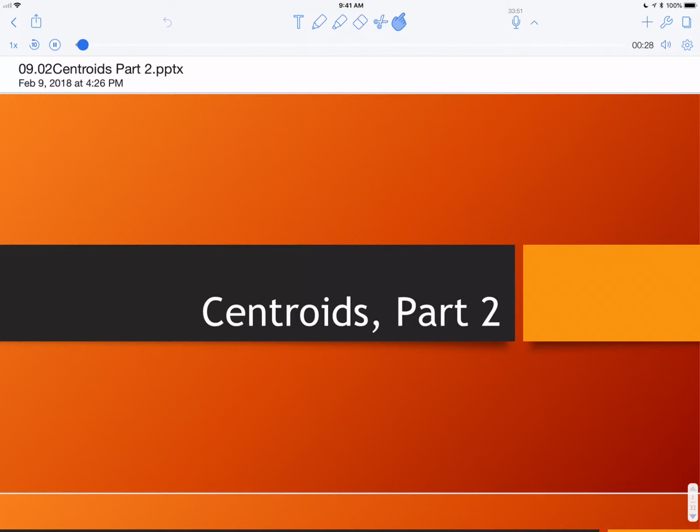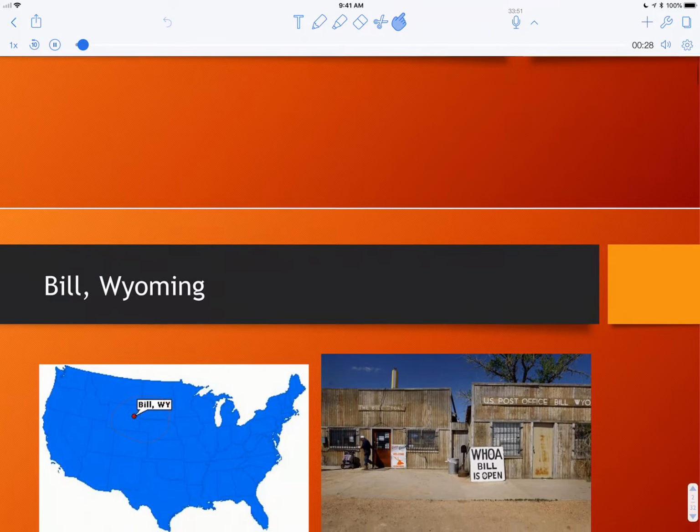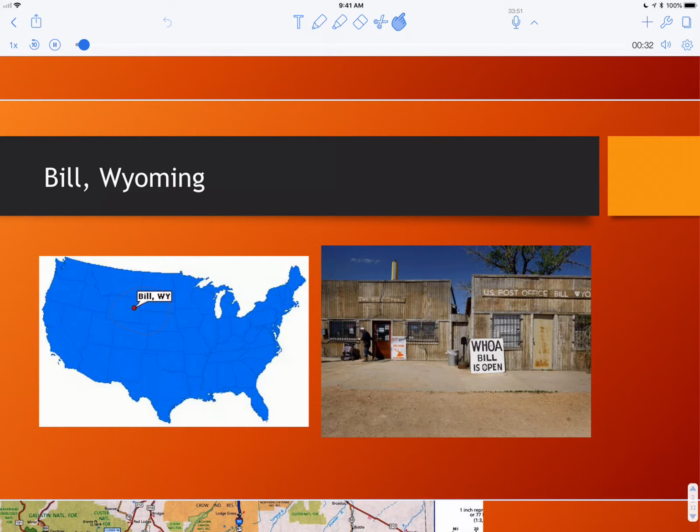Before we continue our talk about centroids, I want to talk about Bill, Wyoming. It's a real town in Wyoming that you can find on a Rand McNally atlas. And the population of Bill is actually two. It's Bill and his wife. And here are some photos of Bill, Wyoming.